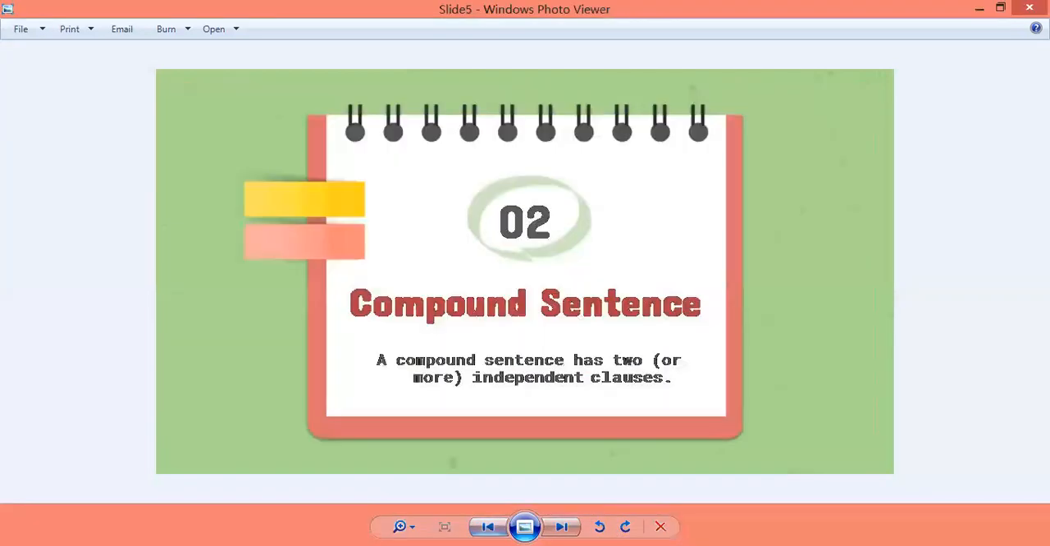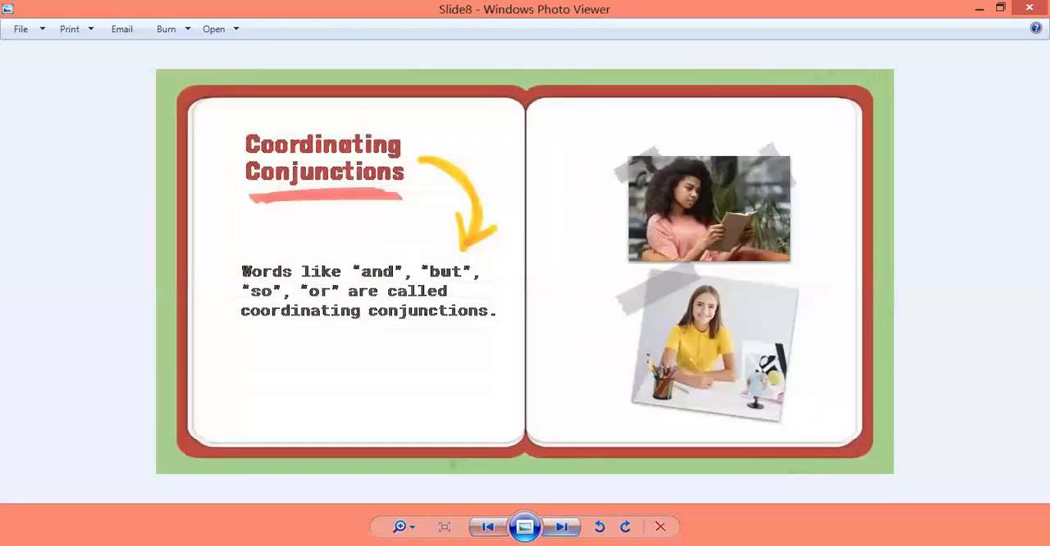Such sentences are known as compound sentence. I hope compound sentence till now is clear. Now, let us see what type of conjunctions are we going to use. There are two types of conjunctions.